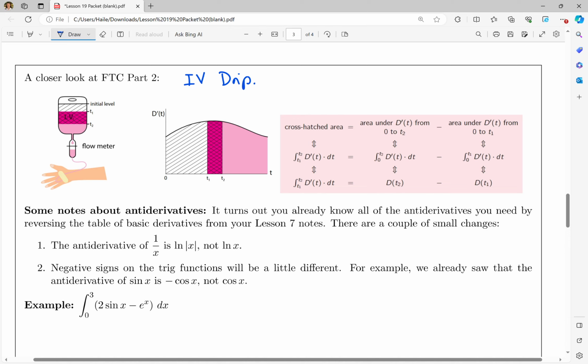What I want to talk about here is why the fundamental theorem of calculus part 2 makes sense. Let's imagine we have this graph, and I want to find the area between T1 and T2. So I want to find this dark pink area right here. And how would I do that?